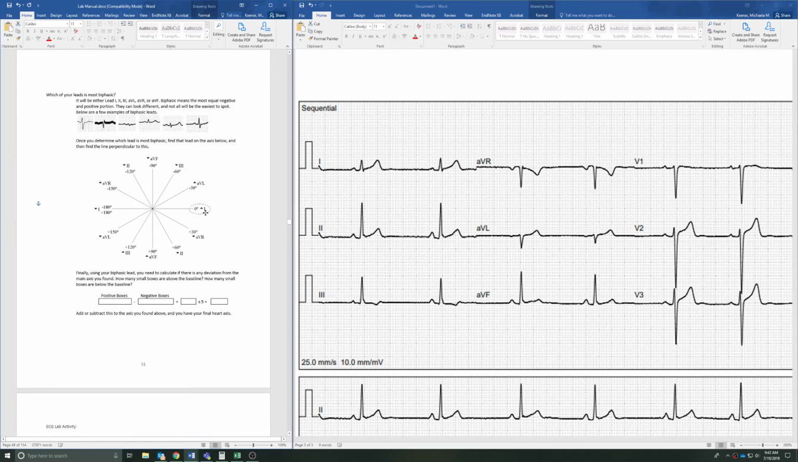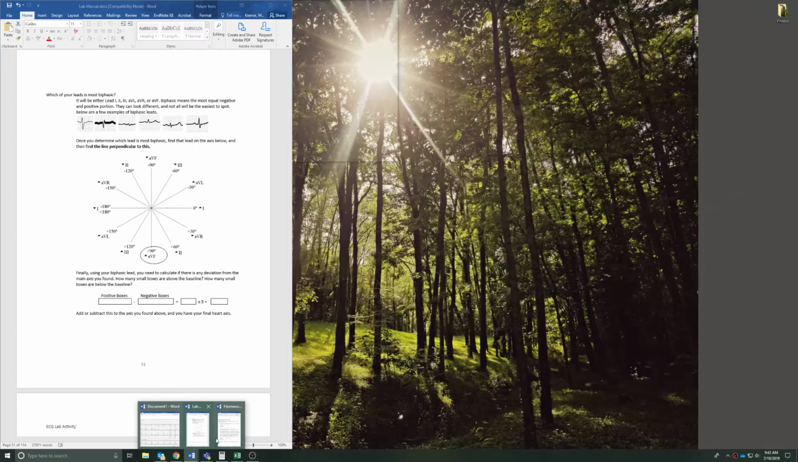So I'm looking at lead 1 originally. Then from there, we want to determine which one is perpendicular to this. So find the perpendicular one. And perpendicular to lead 1 is aVF. So this is going to be what we consider our original axis. That's going to be a plus 90 degrees.